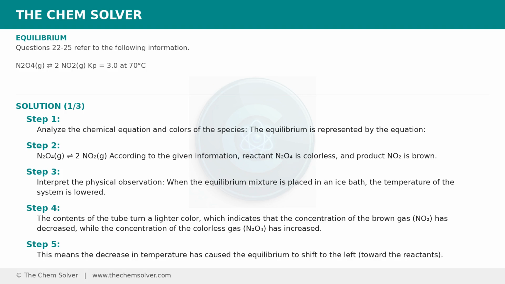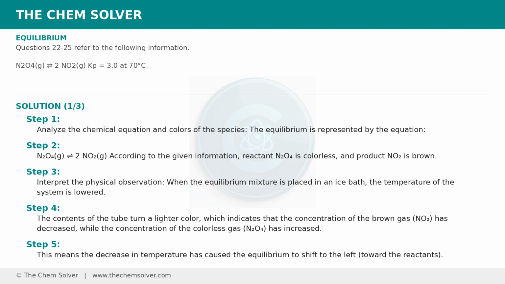Analyze the chemical equation and colors of the species. The equilibrium is represented by the equation N2O4 is in equilibrium with NO2, according to the given information. Reactant N2O4 is colorless, and product NO2 is brown.